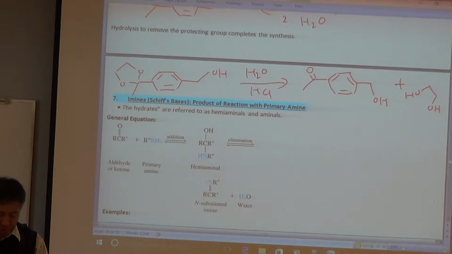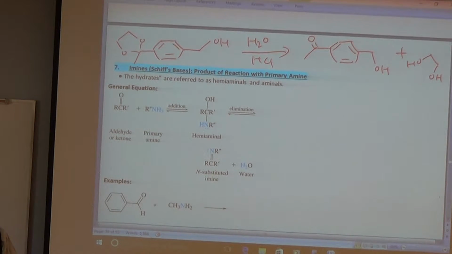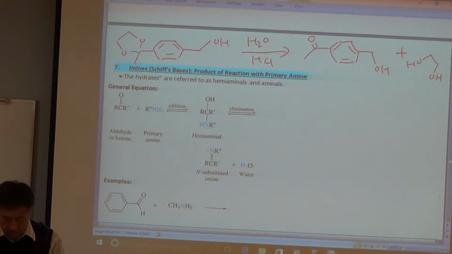Next section is using those nitrogen-based nucleophiles. So this time, you will take some of those primary amines or secondary amines. Let's first use the aldehyde or ketone with a primary amine. With a primary amine, you will produce imines. An imine has a carbon double bond to a nitrogen.